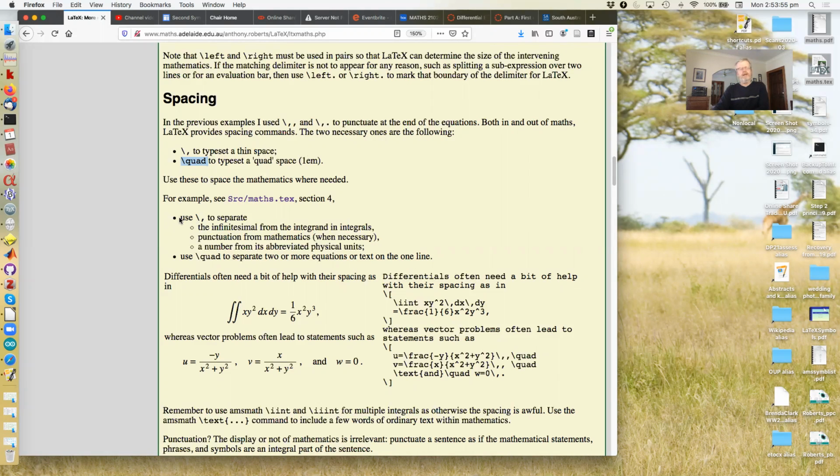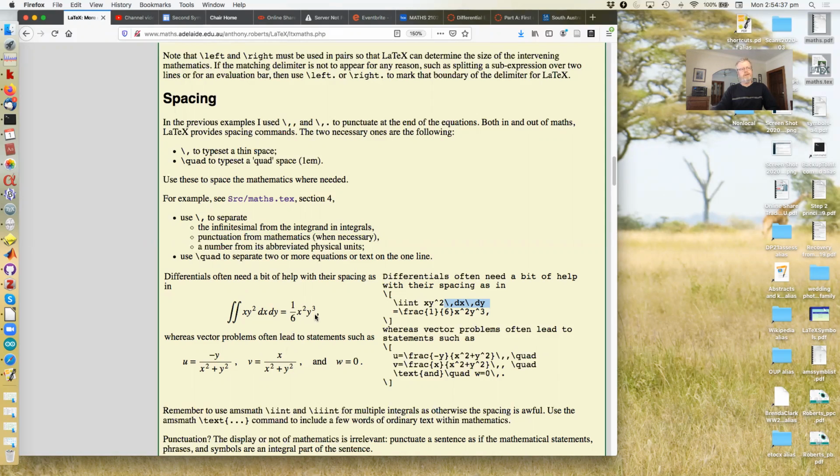So where do you use these characters? Well, thin space to separate punctuation from mathematics where necessary, but also in the infinitesimals in an integrand. So for example, down here, I've got a double integral, xy squared dx dy. Notice there is a thin space between the dx and the dy, and a thin space between the integrand and the dx. This is high quality typesetting. And there's the source with the thin spaces in them. Learn to do that.